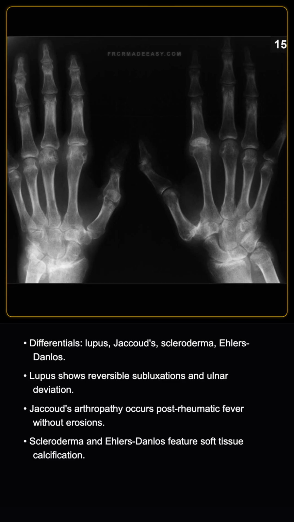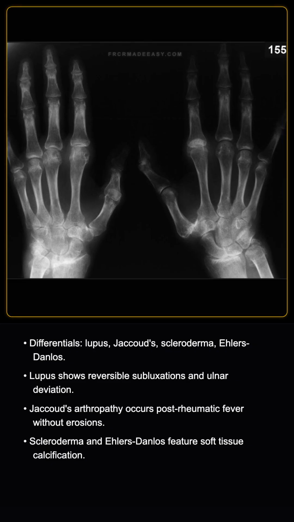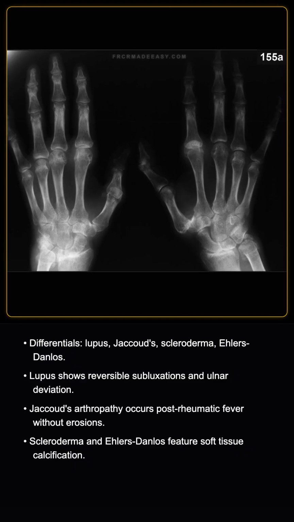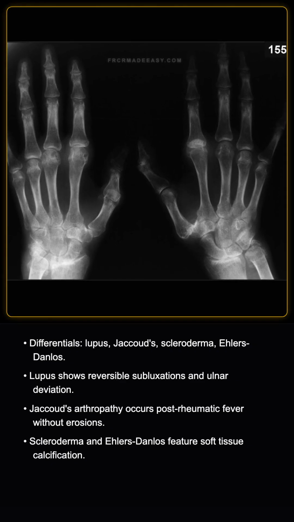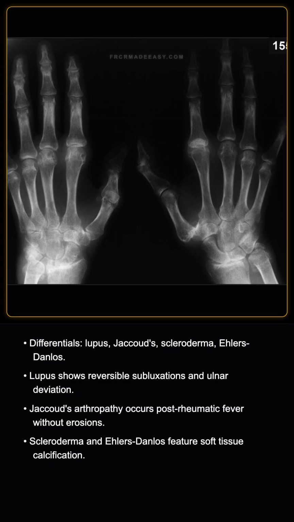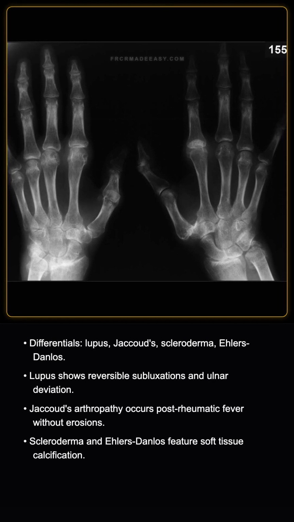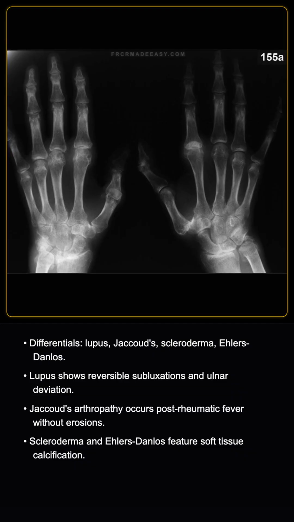The differential diagnosis for a non-erosive deforming arthropathy includes systemic lupus erythematosus, Jaccoud's arthropathy, scleroderma, Ehlers-Danlos syndrome, and hypogammaglobulinemia. Systemic lupus erythematosus typically demonstrates reversible subluxations, ulnar deviation, and periarticular osteopenia without erosions. Jaccoud's arthropathy presents with similar ulnar deviation and subluxation at the metacarpophalangeal and first carpometacarpal joints following rheumatic fever, but also lacks bone erosions. Scleroderma and Ehlers-Danlos syndrome can be distinguished by the presence of prominent soft tissue calcification.